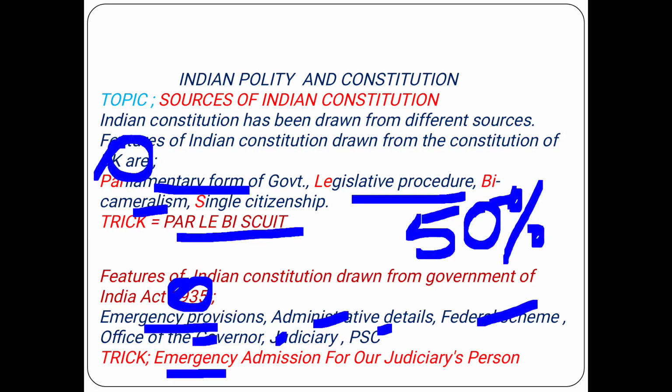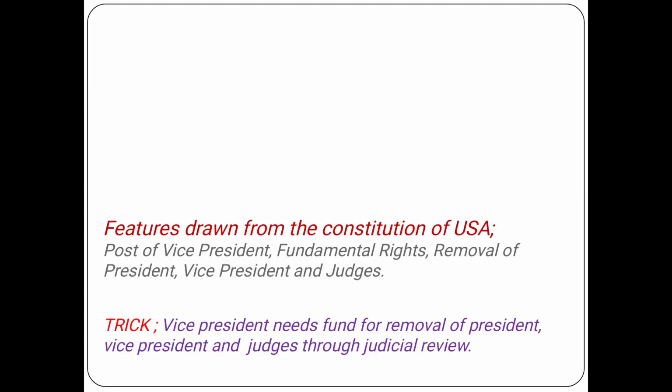Emergency means emergency provisions, admission means administrative details, for means federal scheme, our means Office of Governor, judiciary means judiciary, person means PSC. Now we will see which provisions of the Indian Constitution have been drawn from the Constitution of USA. Post of Vice President, fundamental rights, removal of President, Vice President, and judges are the provisions that have been drawn from the Constitution of USA.